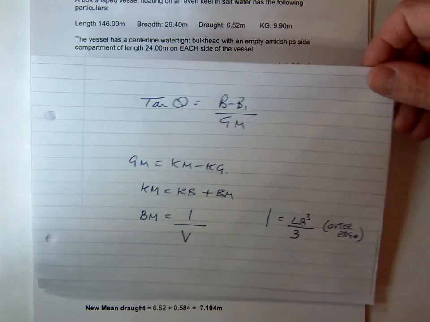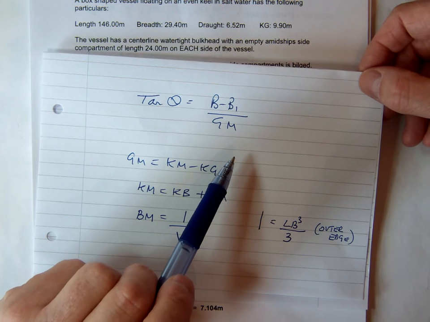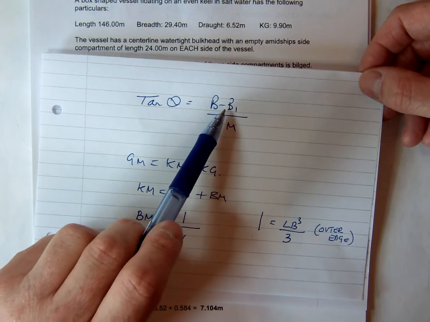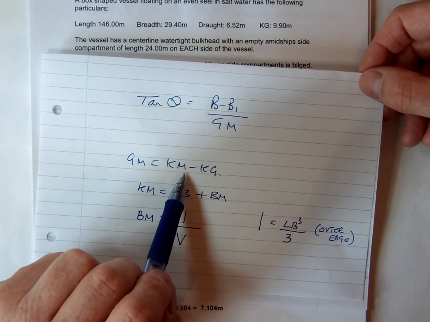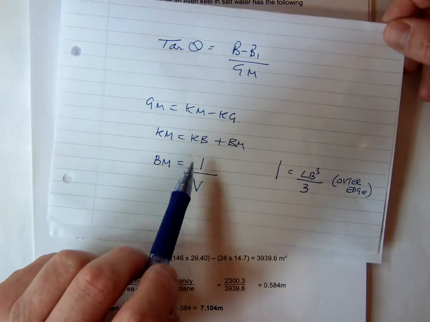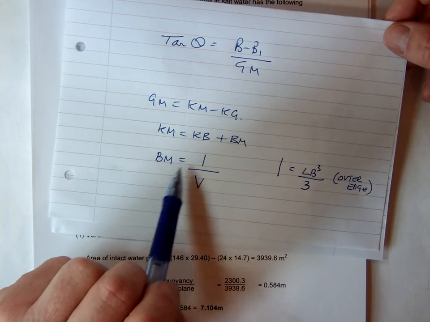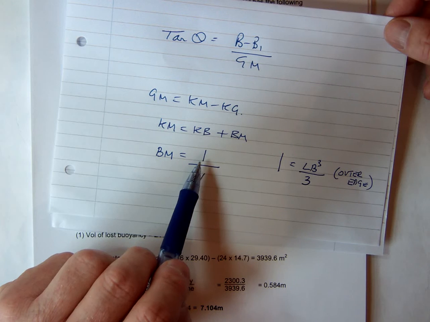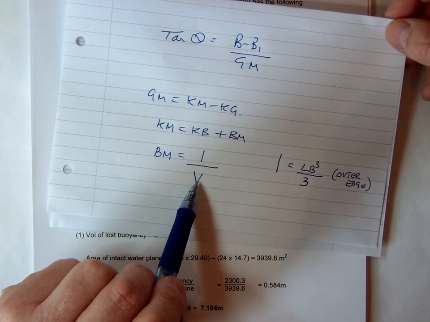Just looking at the formulas here, the formula for angle of heel, tan theta, is BB1 over GM. BB1 represents the shift of our centre of buoyancy because we're bilged, and GM of course is KM minus KG. We can't use the hydrostatic particulars, so KM is half the KB plus the BM. BM, because we've been bilged here, is inertia over our underwater volume.